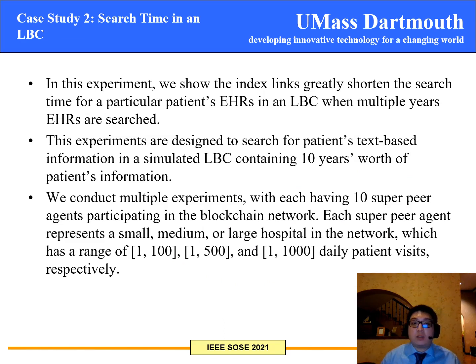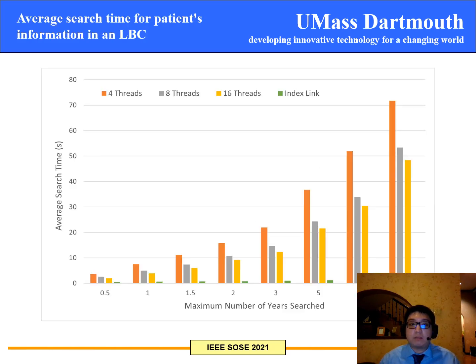The second case study involves testing the effectiveness of index links in searching for a particular patient's medical records containing their EHRs in a light blockchain. These experiments are designed to search for data stored in a simulated light blockchain that contains 10 years worth of information. For this experiment, we randomize the size of the hospital that each superpeer represents and the number of patient visits that each hospital will have based on their size. This is done to randomize the content and sizes of the simulated light blockchains.